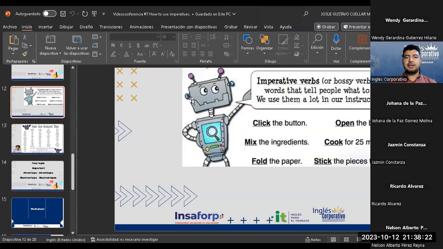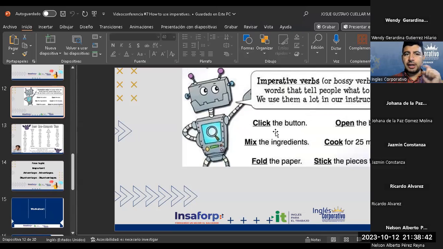Imperatives, look at this. Imperative verbs or bossy verbs are words that tell people what to do. We use them a lot in our instructions. Los verbos imperativos son como verbos mandones. Son palabras que le dicen a la gente qué hacer. Los usamos mucho en las indicaciones.